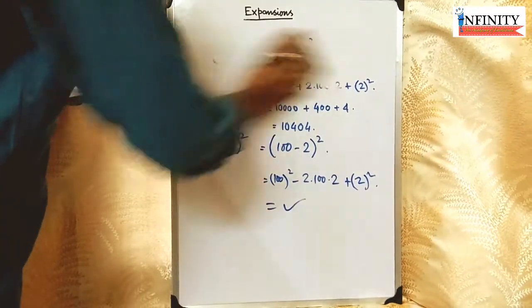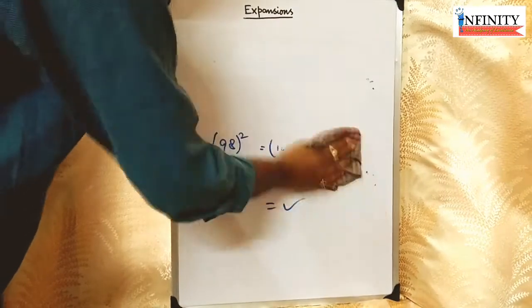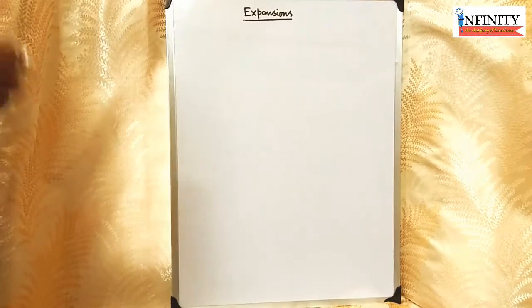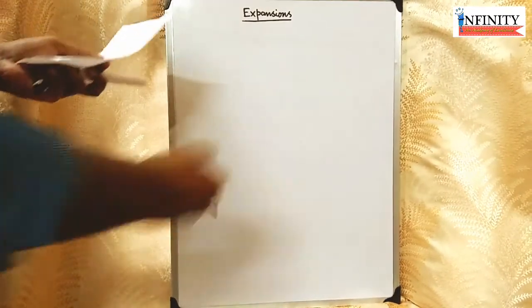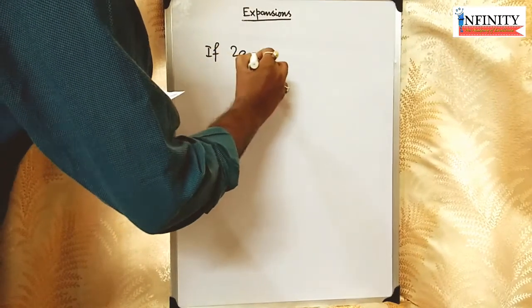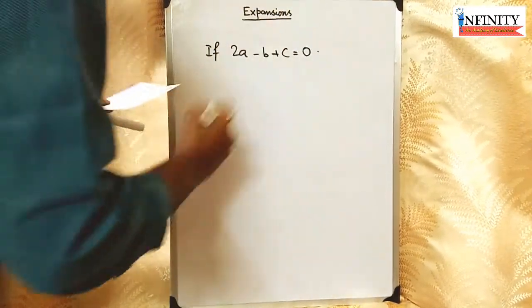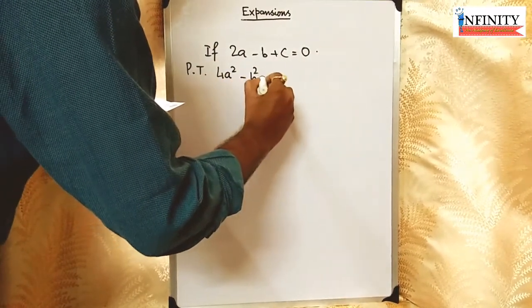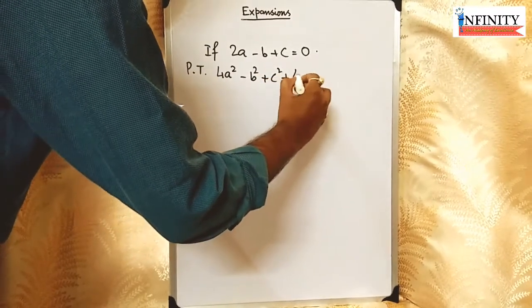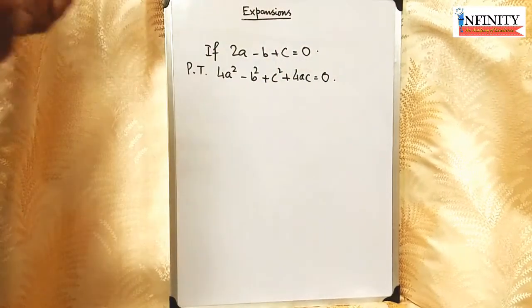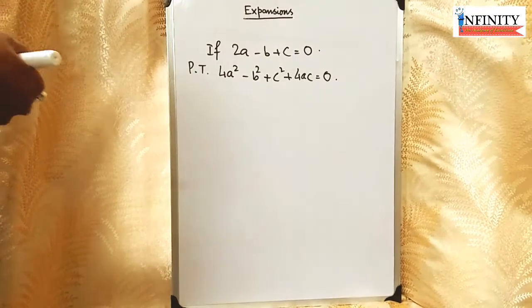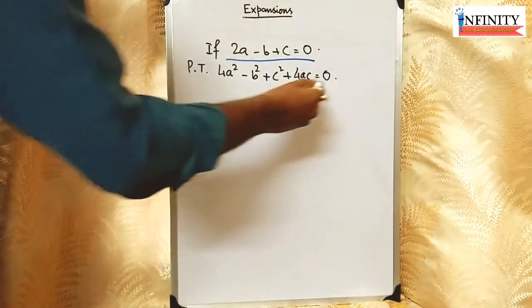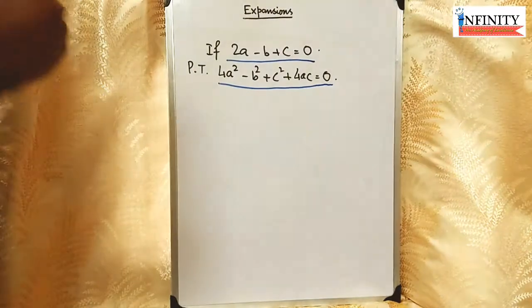Now take another type of problem. This is a type of proof. What kind of proof? That is, if 2a minus b plus c equals 0, then prove that 4a square minus b square plus c square plus 4ac equals 0. That is, 2a minus b plus c equals 0 is given. From this relation, we have to prove this relation between a, b, c.